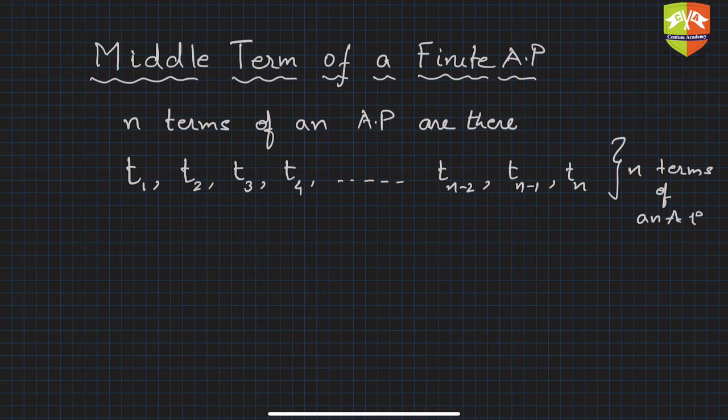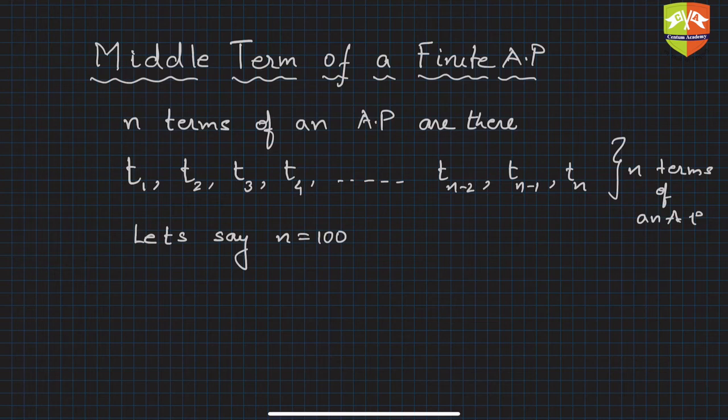Middle term as in exactly the term which is lying at the midpoint of the entire sequence. So how do we find it out? Let's take some examples and understand. Let's say n is equal to 100, so 100 terms are there. Which term do you think is the middle term?